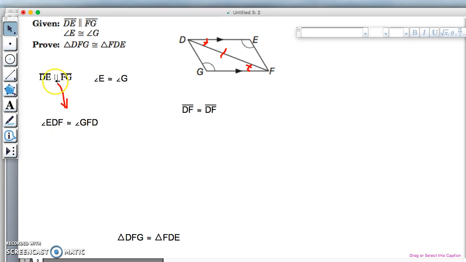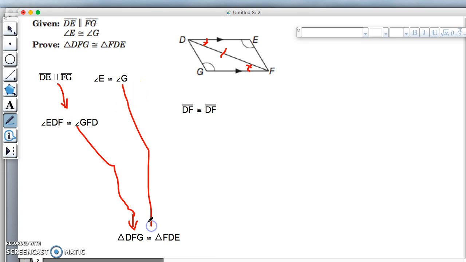so again, the parallel lines meant these two angles were congruent, so EDF and GFD. We also have this common side as DF is congruent to DF, so we can now just do our arrows, and we have angle, side. I just need to write that next to this step. And that's it.